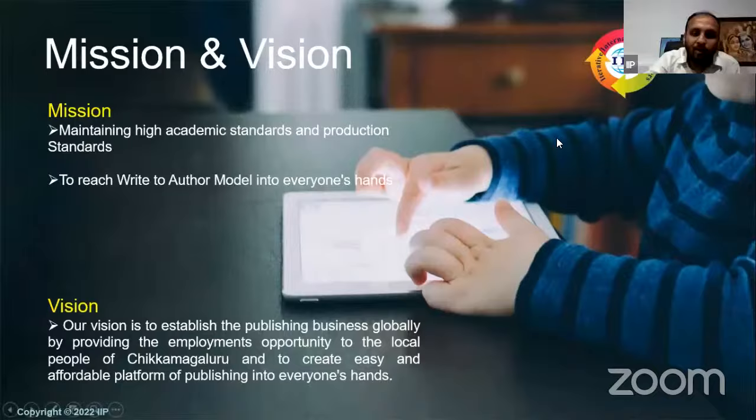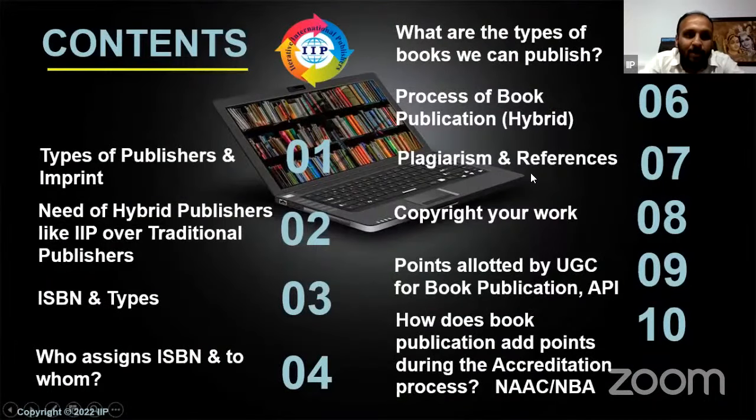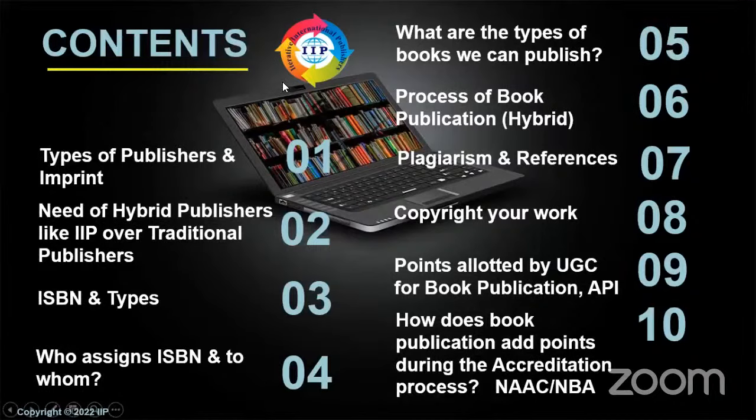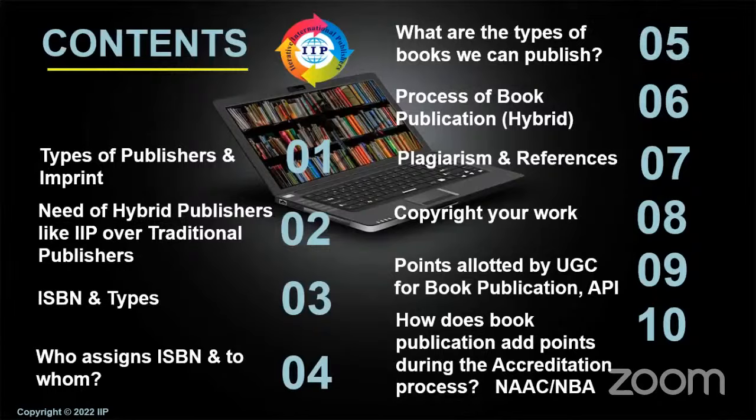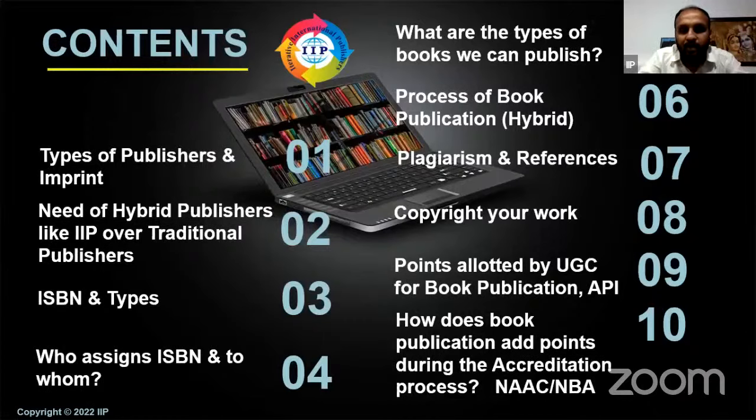Of that, we are going to cover the types of publishers and imprint, the need for publishers like IAP over traditional publishers, ISBN and its types, who assigns ISBN and to whom, and also the process of book publication involved, plagiarism and references, copyrighting our work, and points allotted by UGC for book publication, that is, the academic performance indicator. And how does book publication add points during the accreditation process? It may be NAAC or NBA.